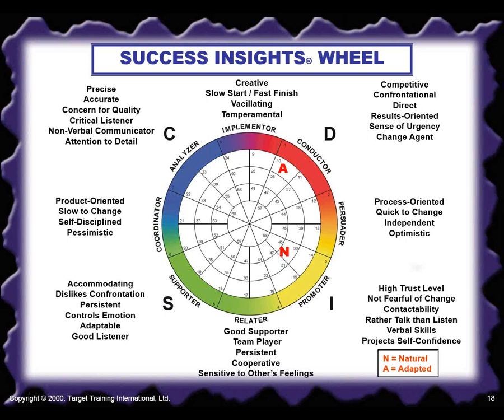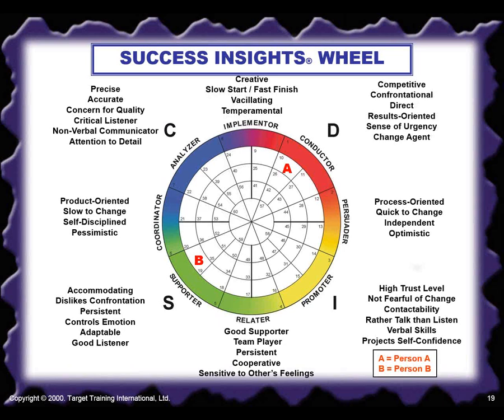So you can look at the position of the natural and adapted style on your own report as well as the report of the people who work with you and use this information to be very specific on how to work with that individual. Okay? So for example, compliance person on the left, analyzer, is precise, accurate, concern for quality, critical listener, nonverbal communicator, attention to detail, and so on. So again, this is a great piece of information for you to use when you look at the success insights wheel for your own colleagues, people who report to you.